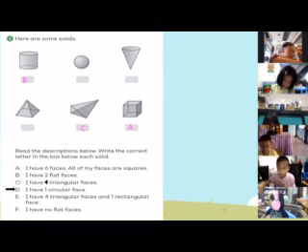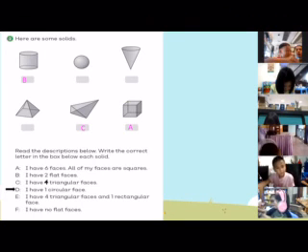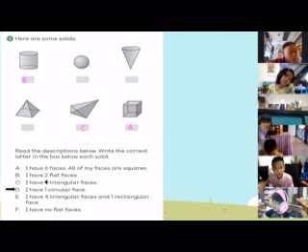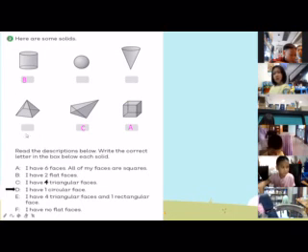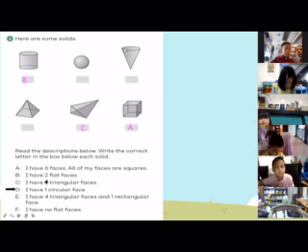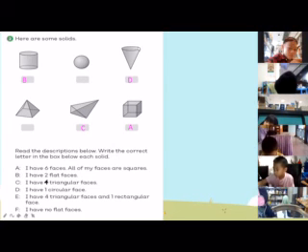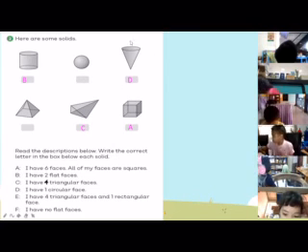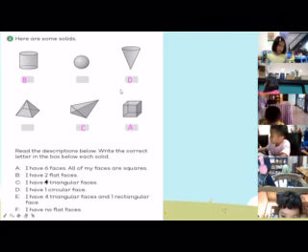Okay, let's look at D. D says, I have 1 circular face. So our pyramid has no circular face. Our sphere has no circular face. So it must be our cone. So our cone has the circular face. You see it at the top? So I'd like you to write D under the cone.